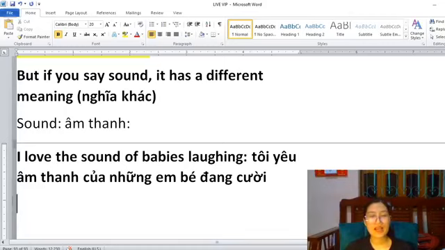I love the sound of babies laughing. Tôi yêu âm thanh của những em bé đang cười.